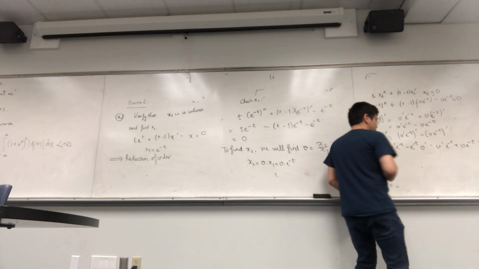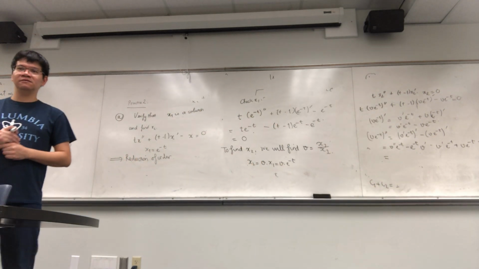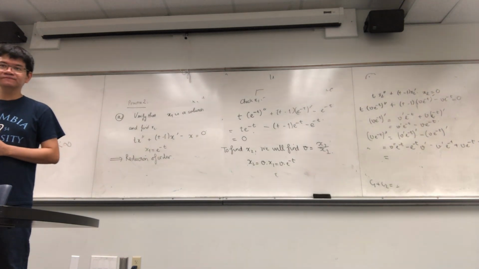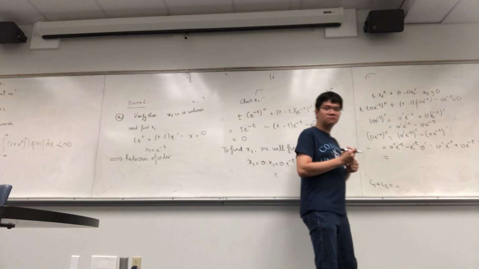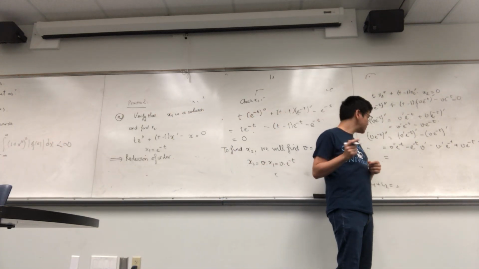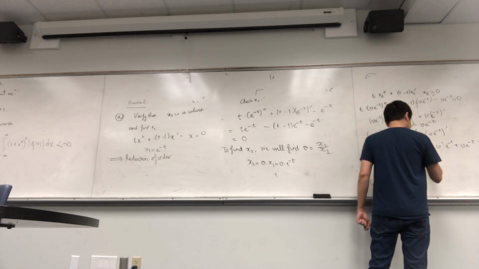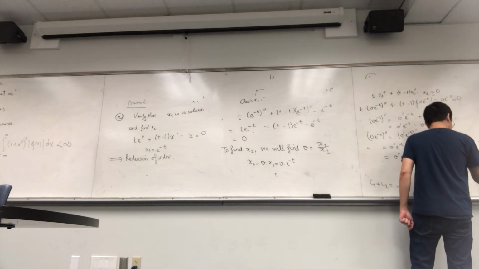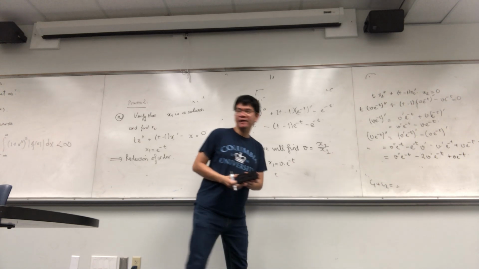Right, so how can I simplify this? You can add the two terms, the negative e to the negative t times v prime, to get negative 2 times e to the negative t v prime. So now I have v second e to the power minus t minus 2 times v prime e to the power minus t plus v e to the power minus t. Right?